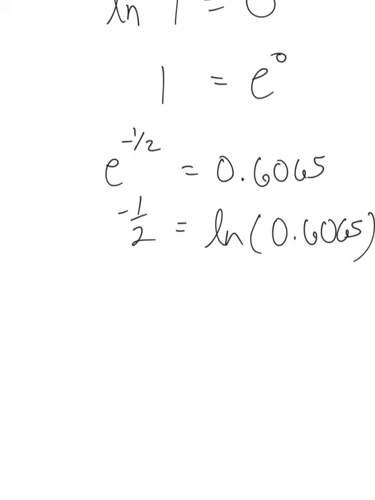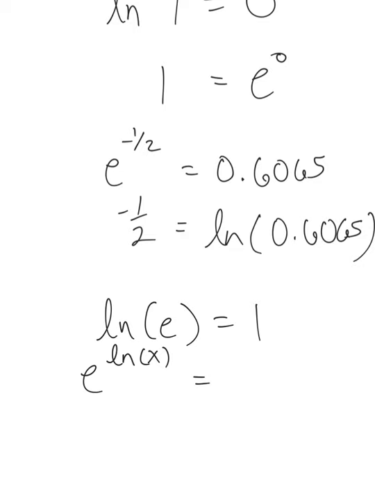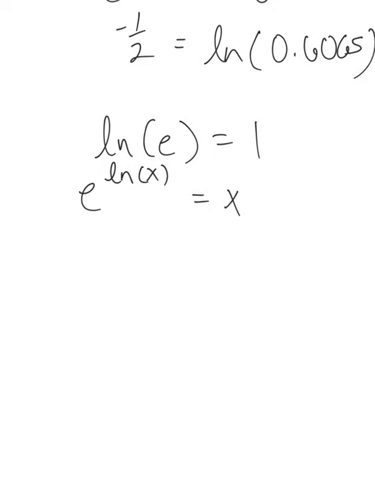And since they are inverses of each other, just like before, when we found our inverses, if you put one inside the other, they will always give you back what you started with. So e to the natural log of x is going to equal x. They really reduce each other out.